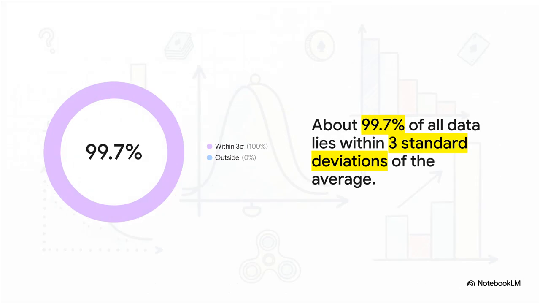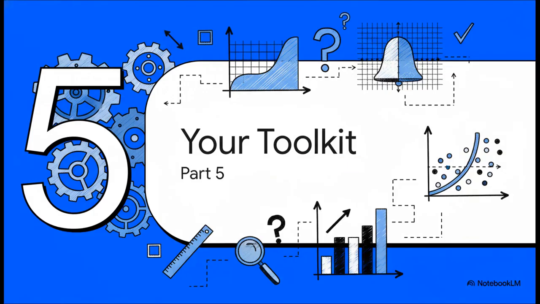And if you go out a third step, you've got 99.7% of it all. I mean, that's basically everything. Anything that happens outside of that three-step range is a super, super rare event. This little trick, the 68, 95, 99.7 rule, it's one of the most practical tools in all of statistics. Seriously.